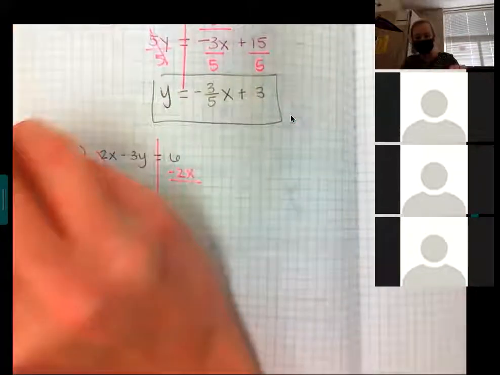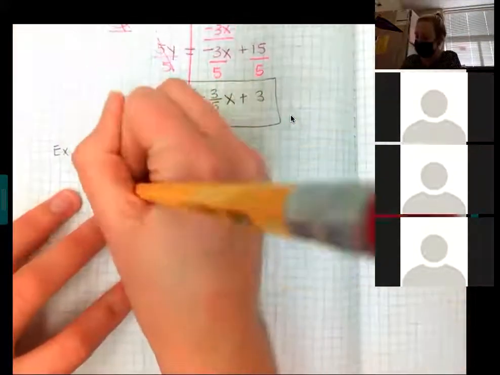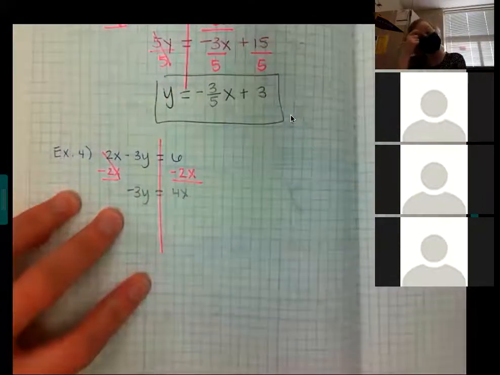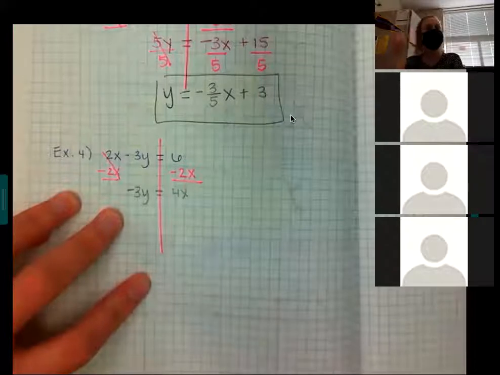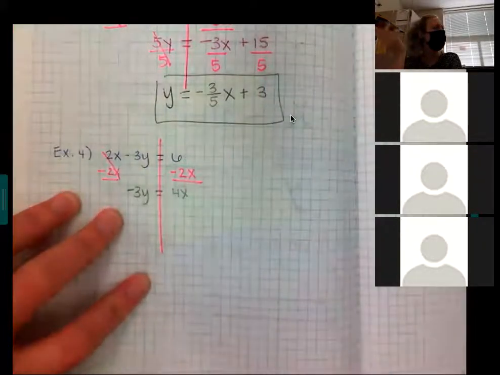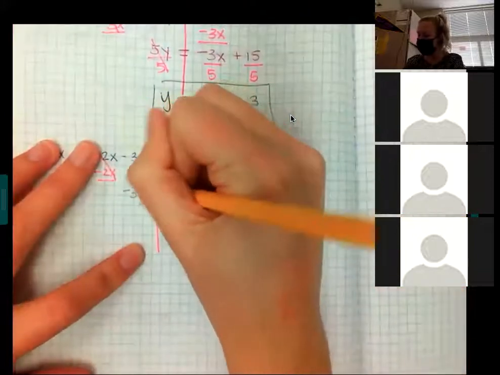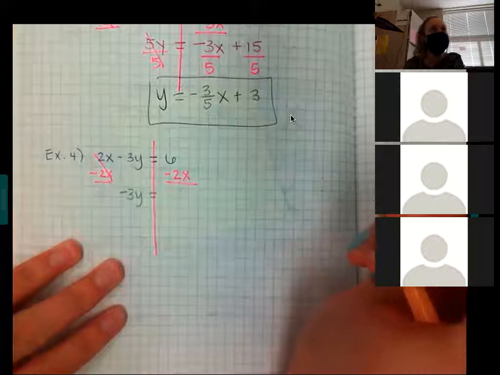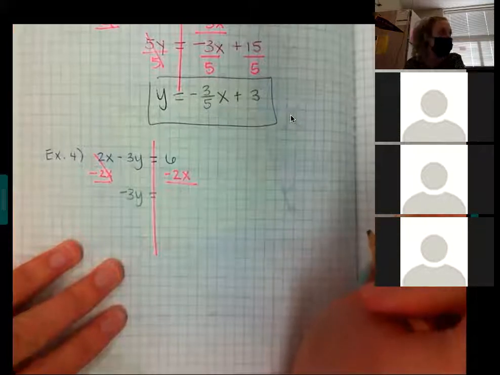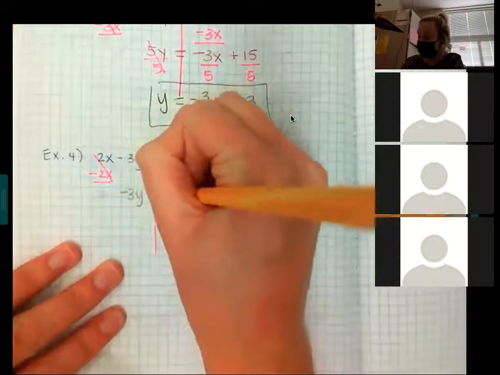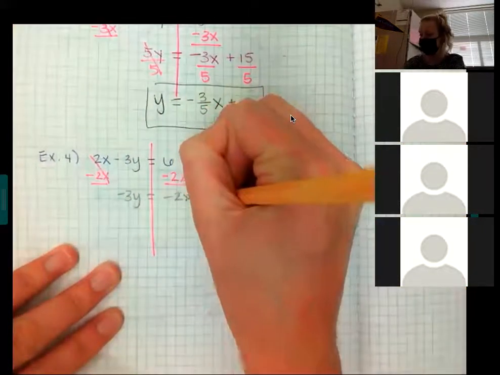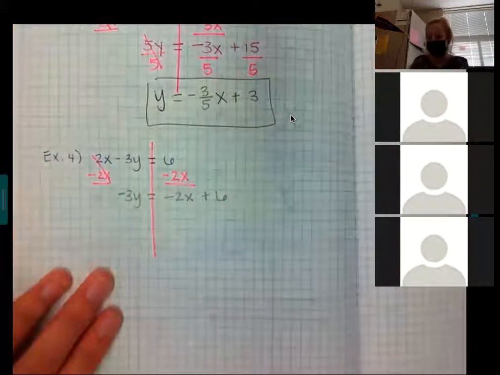Now, this is where I saw y'all messing up. I need somebody to tell me what's wrong with this right here. They subtracted it. Can you do 6 minus 2x? No, y'all, they don't both have an x. You can't put those together. What are you supposed to write? mx plus b. So what's the mx? Negative 2x. What's the plus b? Plus 6. Good.